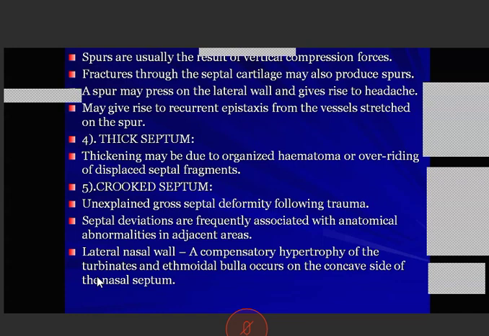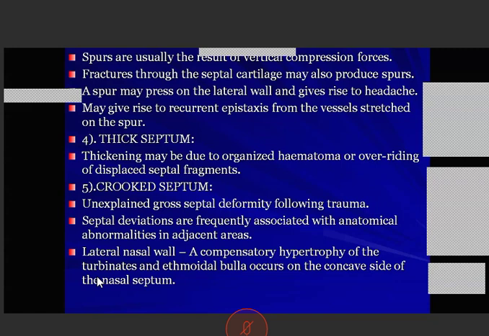Then other deviations are thickened septum and crooked septum. So the deviations are of 5 types: dislocations, deviations, spur, thickened septum, and crooked septum. Thickened septum, the thickening may be due to organized hematoma or overriding of displaced septal fragments. So either when there was a hematoma previously, and it is not drained or treated properly, the hematoma may get organized and you may have a thickened septum. Or when there is an injury due to a fracture and overriding of the two segments, you may have a thickened septum.